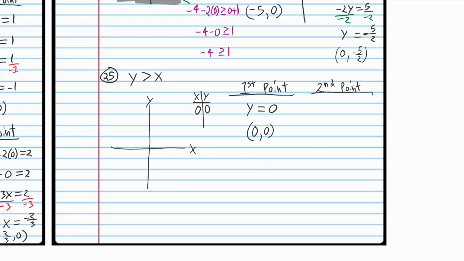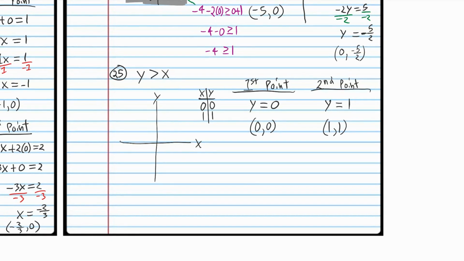Let's choose 1 for x. If x is 1, then you can see that y is going to be 1 too. So we just get 1, 1. So this is a really easy one. So 0, 0 is going to be here. And then we can just make one division. And then 1, 1 is going to be here. Then we just connect the dots.